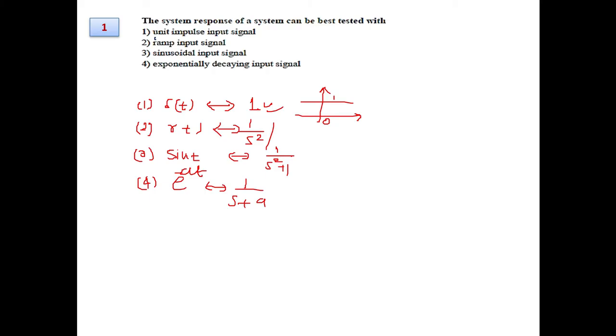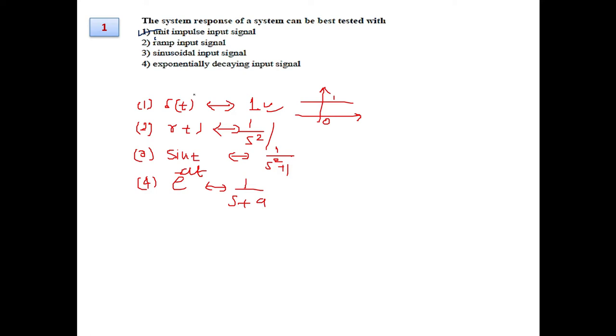So in question number 1, it is asked, the system response of a system can be tested with which of the following options given. Now, first option is unit impulse, which is delta t, second is ramp, third is sinusoidal, and fourth is exponential. Out of these four, the option number 1 is correct.